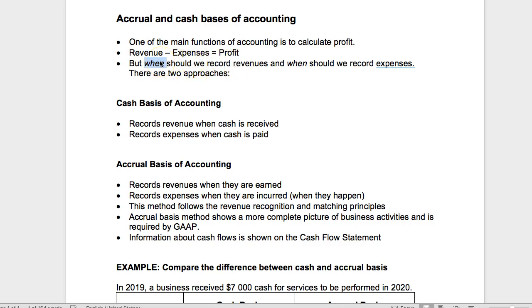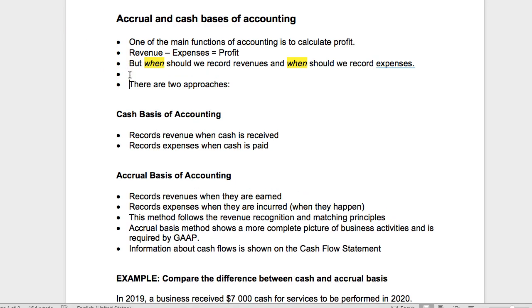Because sometimes we earn the revenue and get money at the same time, but sometimes we collect the cash in advance, and sometimes we give the service to the customer and we have to wait a few weeks to collect the cash from the customer. So the question is, when should we record revenue? And the same question with expenses. When should we record expenses? Because again, sometimes when you pay for the expense is not the same time that you use that expense.